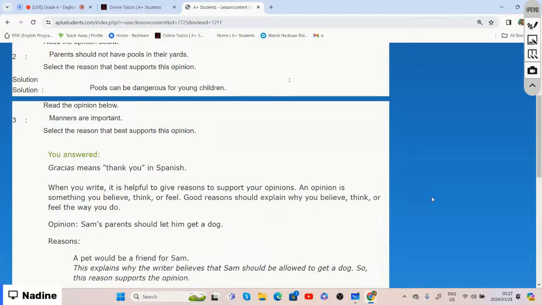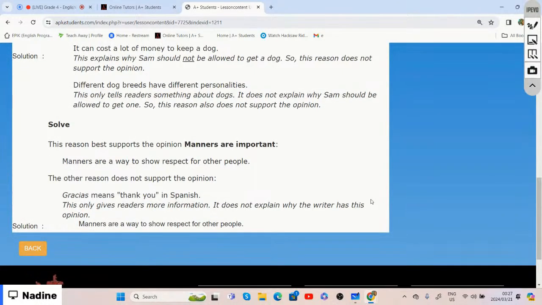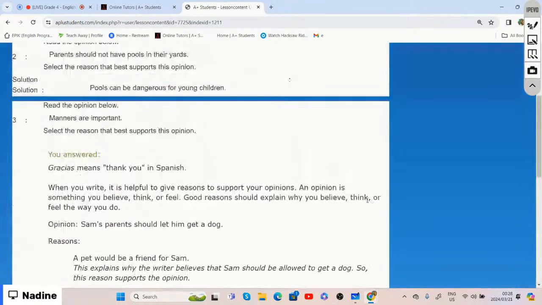All right. So basically, the reason why you need to have good manners, right? Remember, good manners shouldn't just be something that you have in front of your parents, right? Good manners are important because they are a way of showing respect to other people. So having good manners shows respect to other people, right?